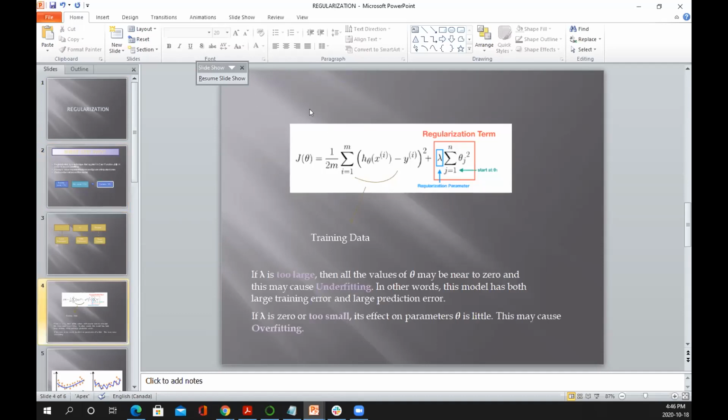This is the cost function J(beta), where M is the number of data points and N is the number of parameters, or features. The first part is the training data term, which is our cost function, and we add a regularization parameter so that it will reduce the overfitting. If lambda is too large, it will create underfitting, and if lambda is too small, it will create overfitting. You will find more details in Andrew Ng's books.